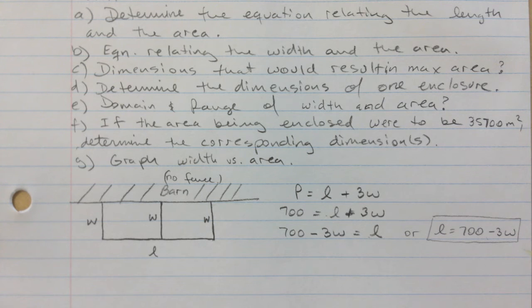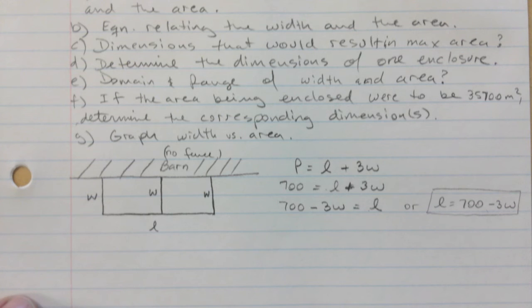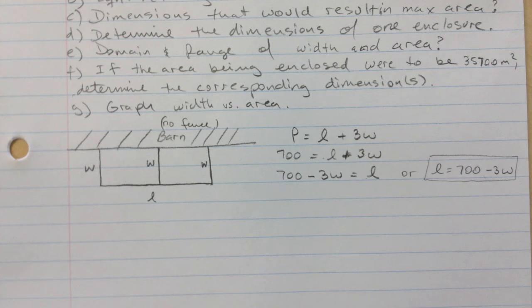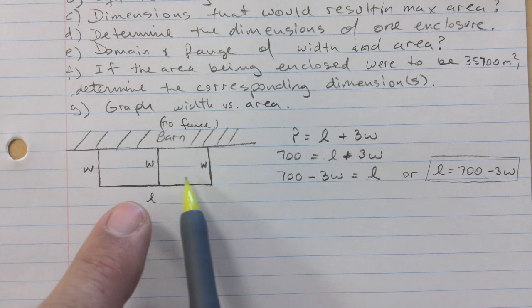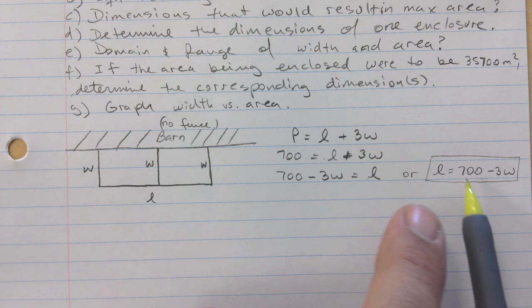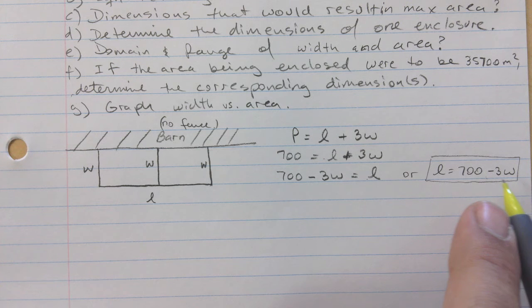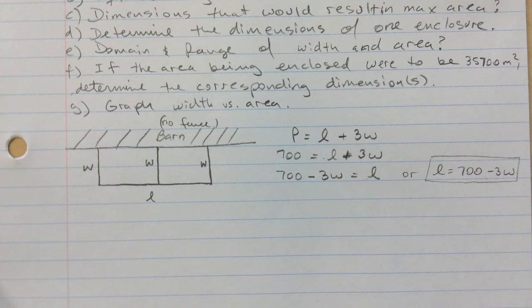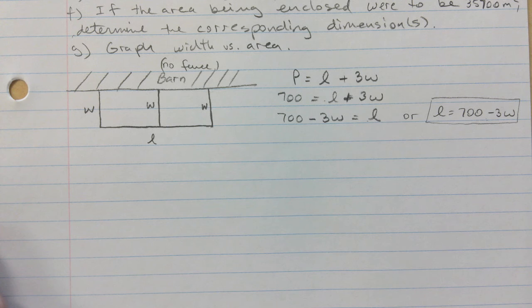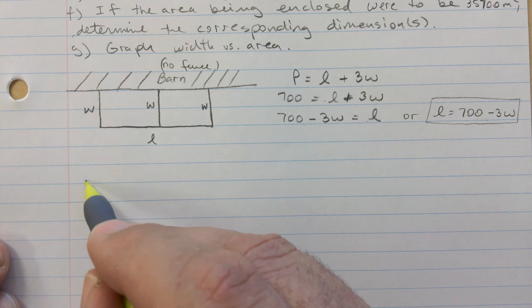That's where a lot of students get stuck. They're like, how do I even get started? It all starts here, and you have to have length in terms of W. If you don't have that, you're not going to be able to get started. Now let's make our chart, right? So length, width, and area.